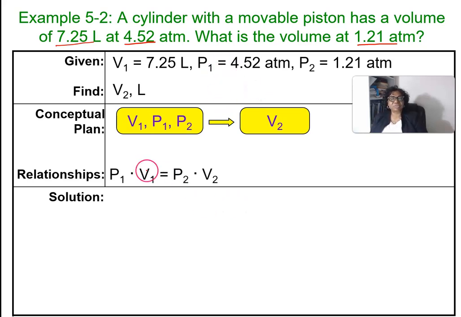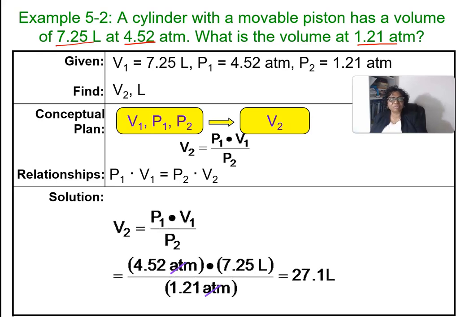So this is our equation: P1 times V1 equals P2 times V2. So we rearrange it to get V2. It becomes V2 equals P1 times V1 over P2. So we already have everything up there. All we need to do is substitute. So this is our P1, this is our V1, and this is our P2. When we do this calculation, our answer is 27.1 liters.